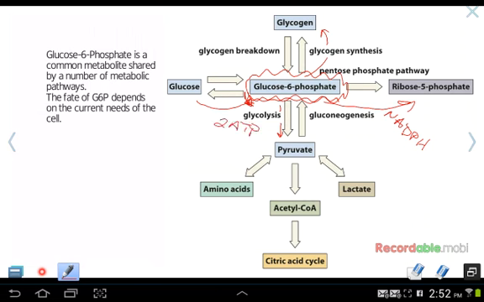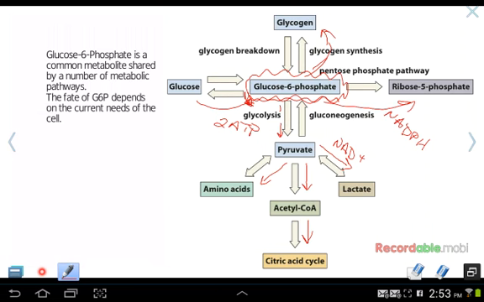And then pyruvate can either be used to make amino acids, it can go through the citric acid cycle as acetyl-CoA, or we can undergo fermentation to make lactate. And remember, this also regenerates our NAD+, that can then be used again in glycolysis to make more pyruvate. We can also, as we already said, make glycogen, or extend glycogen.